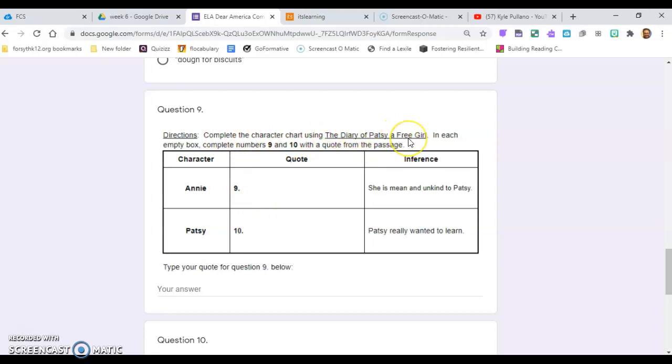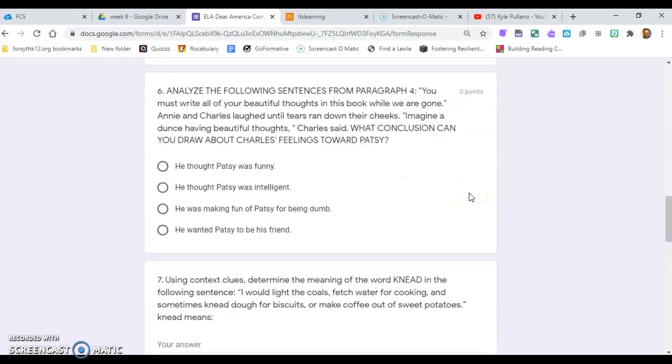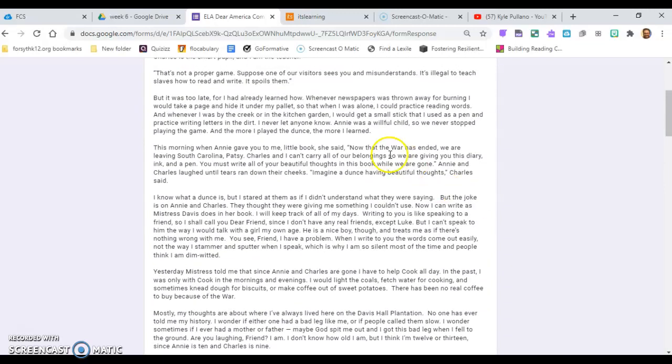Question 9 and 10, to wrap things up here, you have the directions say complete the character chart from this passage. In each empty box, complete numbers 9 and 10. So they give you a chart. In the character in the story Annie that you read, there's something in the text that lets you infer that she's mean and unkind to Patsy. So you're going to go back in the text up here and choose something that is evidence from the text that she's mean and unkind.